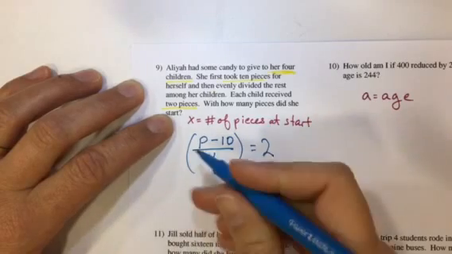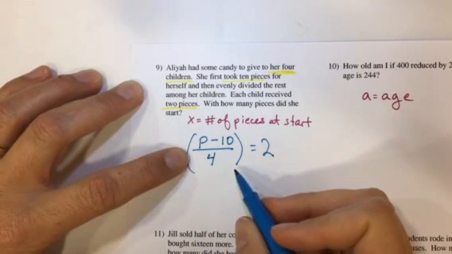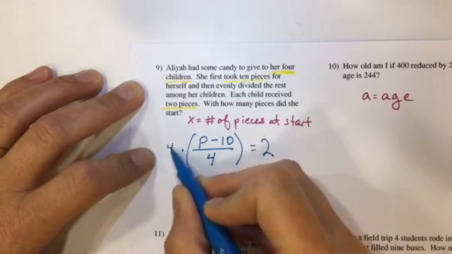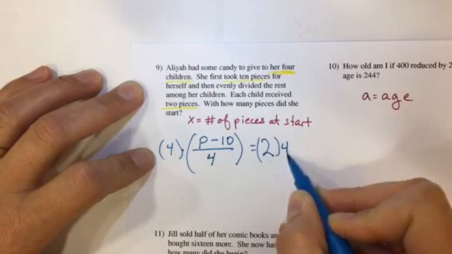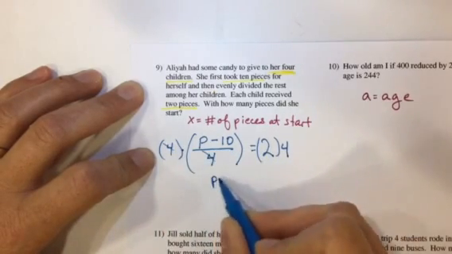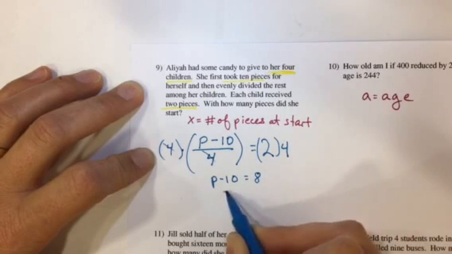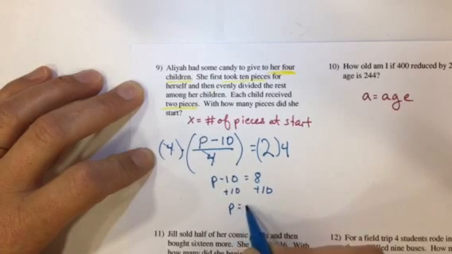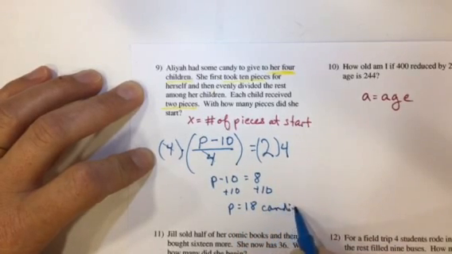Okay, so let's solve. So first we'll multiply each side by 4 in order to get this out of the denominator, and we get p minus 10 is equal to 8. And then we can add 10 to both sides, and p is equal to 18. So she started with 18 candies.